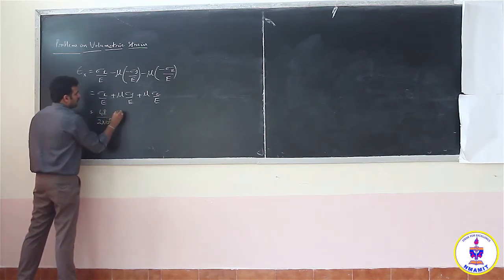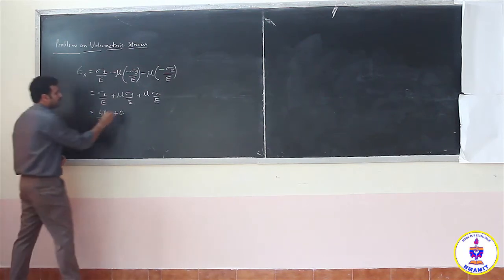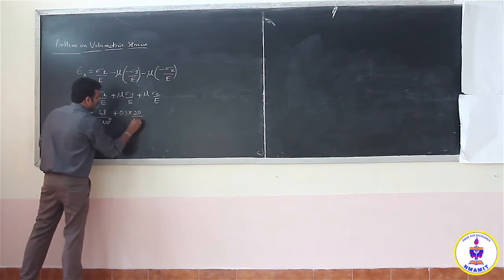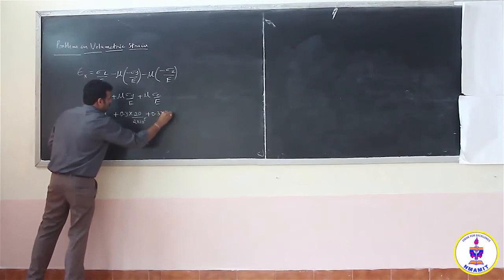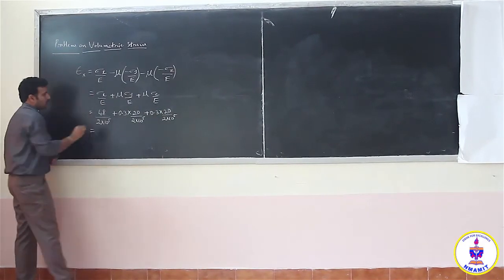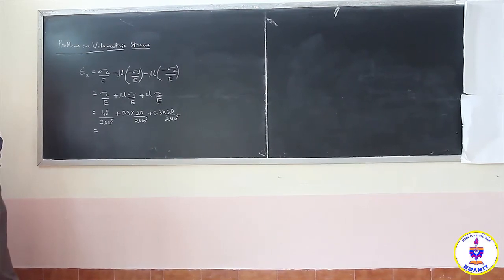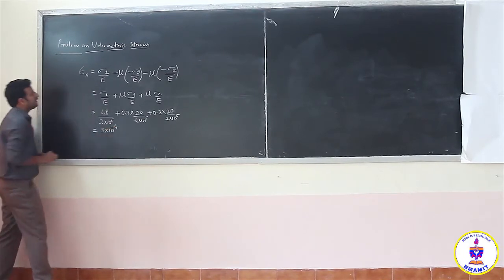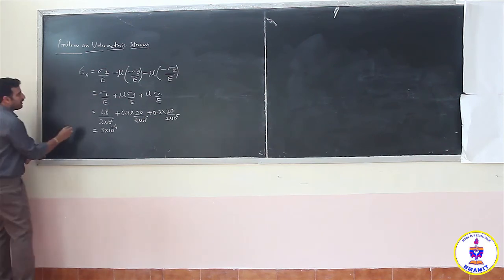plus 0.3, that is the value of the Poisson's ratio, into sigma y is 20 by 2 into 10 power 5, plus 0.3 into 20 by 2 into 10 power 5. So total strain along the x direction is equal to 3 into 10 to the power of minus 4. So this is the total strain along x direction due to sigma x, sigma y and sigma z.